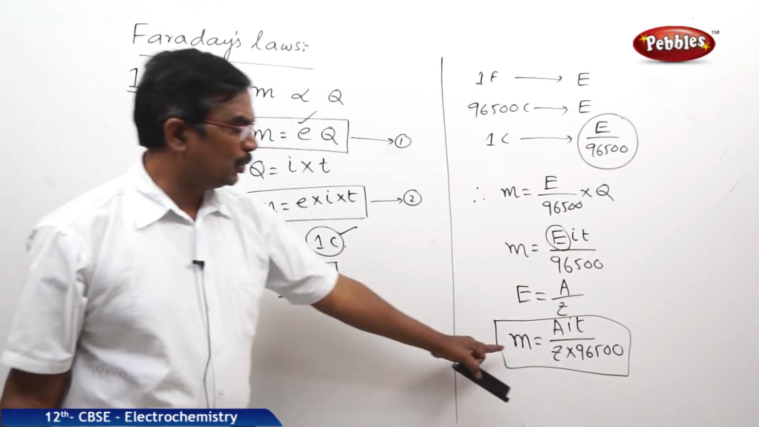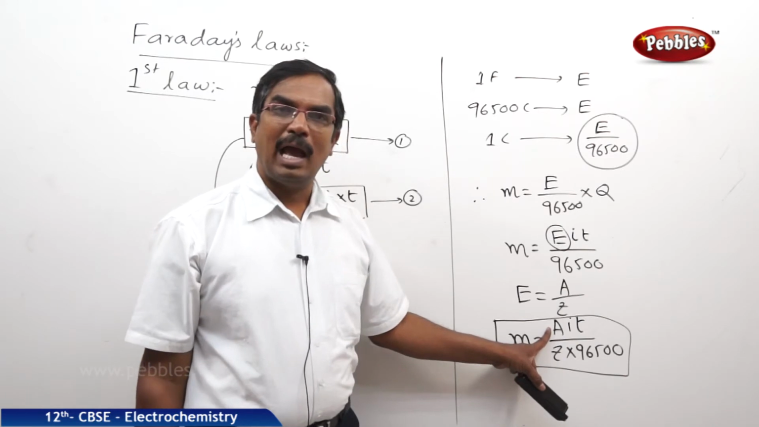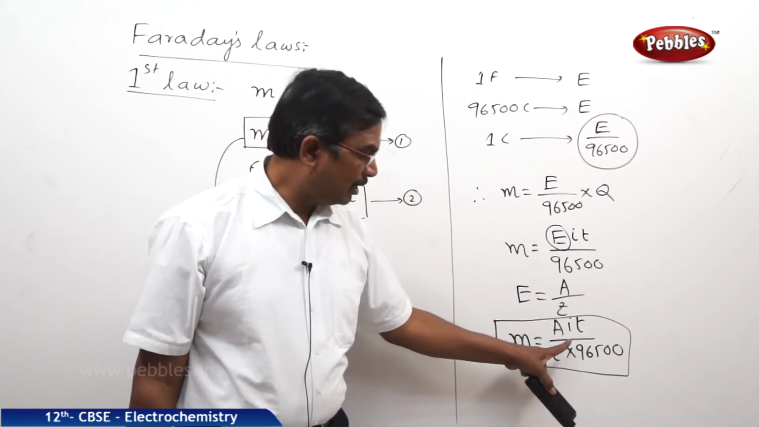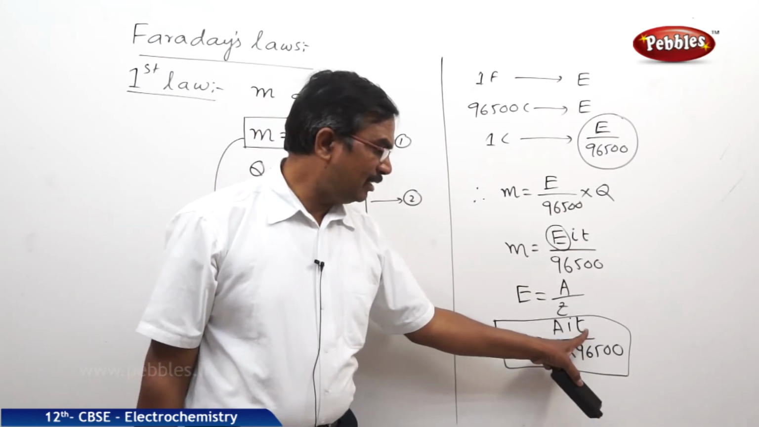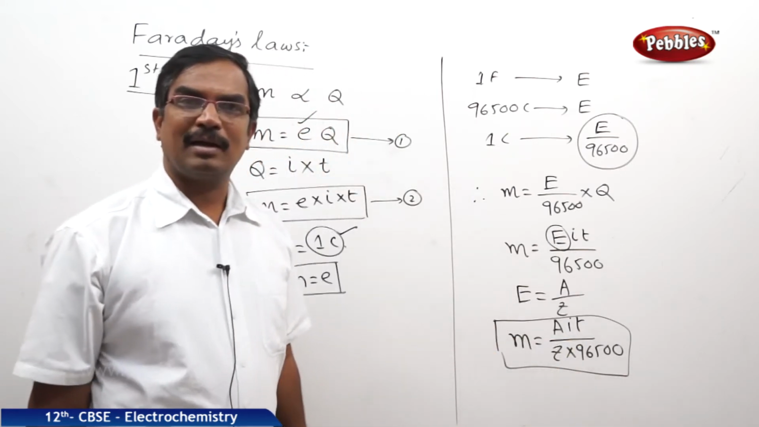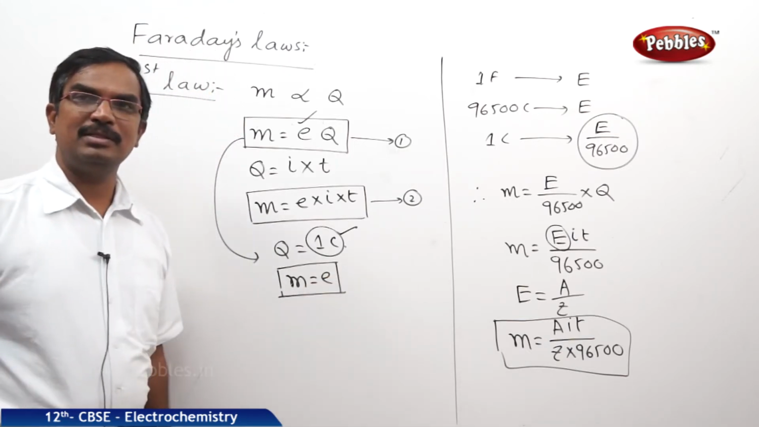So from this we can do many problems. Here, A is the atomic weight or gram atomic weight of the element, I is the current in amperes, T is the time in seconds, and Z is the valency of the corresponding metal or element. This is Faraday's first law.